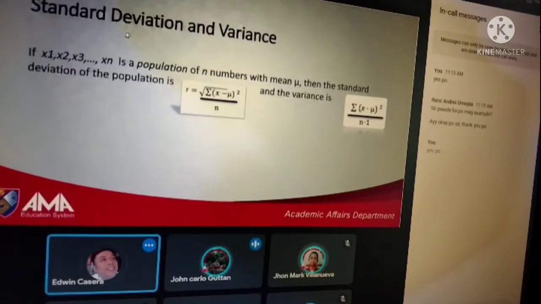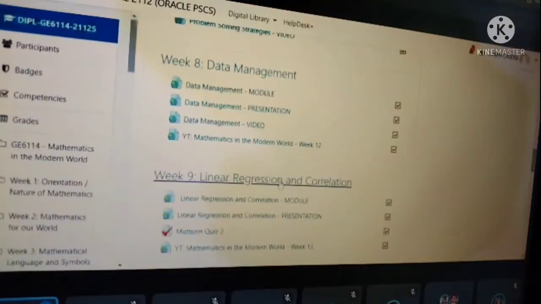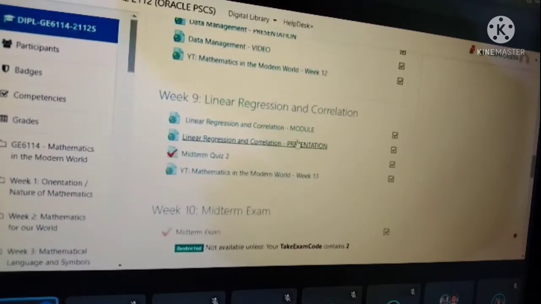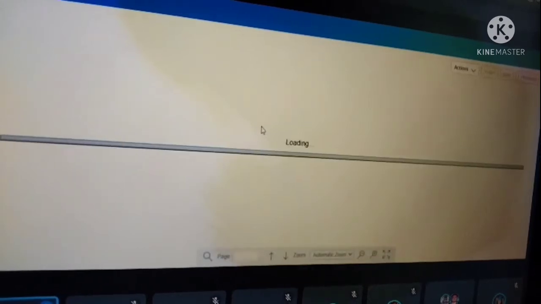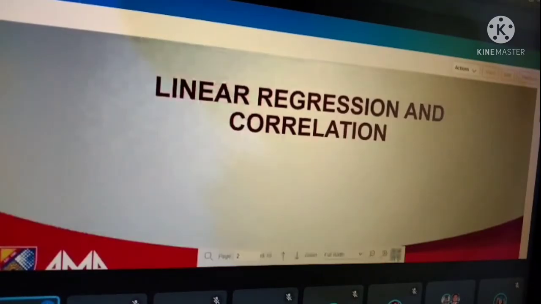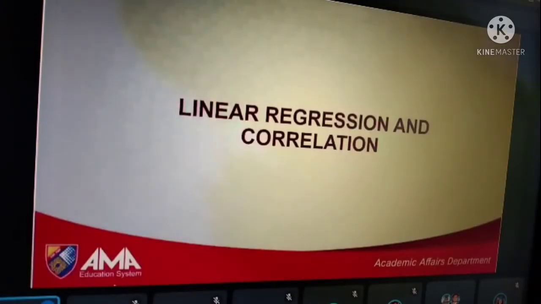Yes, sir. Okay, let's have now the last clip of the midterm. We now get into linear regression and correlation. After you learn about data management, those are the different techniques that we can use.